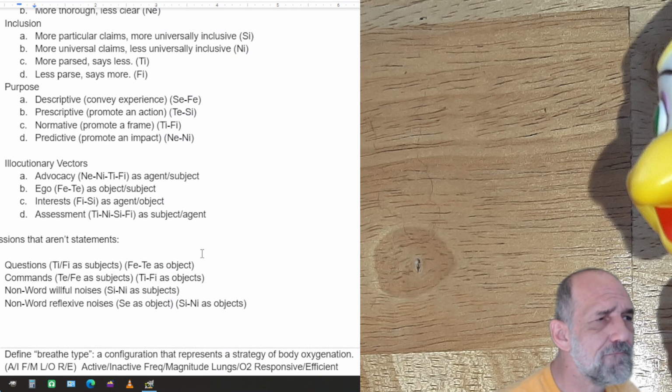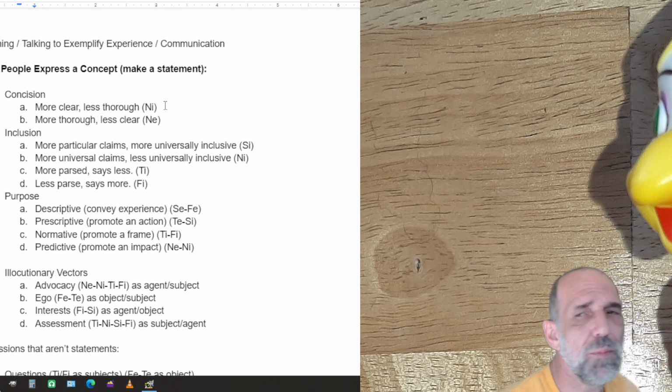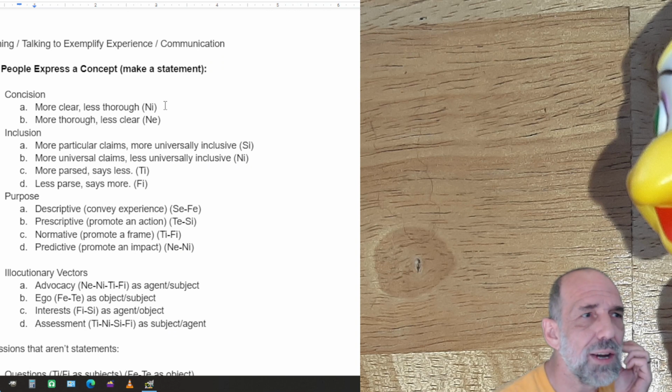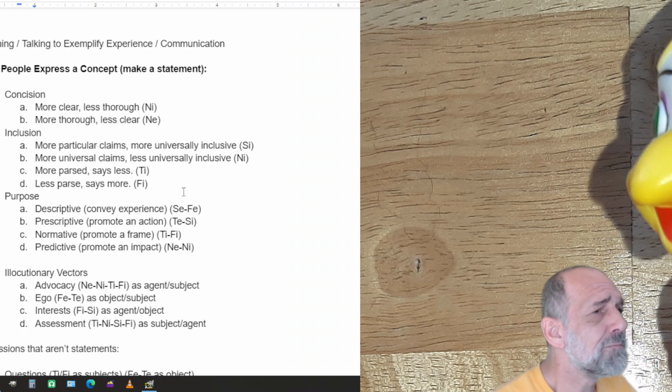Questions, and you can see here I put this stuff. What is the effect, if we were to match this communicative stuff up with cognitive functions, how do they go? More clear and less thorough is NI. More thorough, less clear is NE. More particular claims, more universally inclusive is SI. More universal claims, less universally inclusive is NI. More parsed, says less is TI. Less parsed, says more is FI.